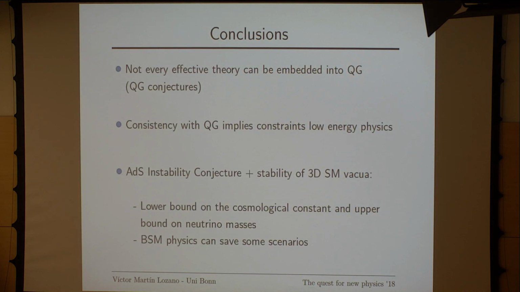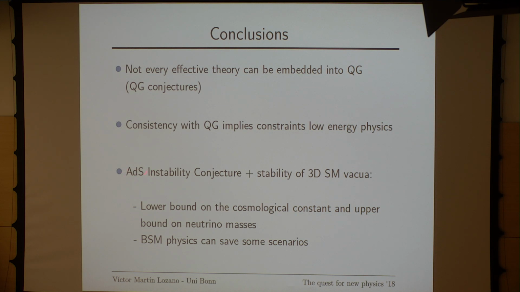Well, I just come to the conclusions. Not every effective theory can be embedded into quantum gravity. And we follow these quantum gravity conjectures to build effective theories that are in accordance with quantum gravity. And consistency with quantum gravity implies constraints on low energy physics. So the way we construct our theories in the ultraviolet will affect the neutrino physics, as we have seen.